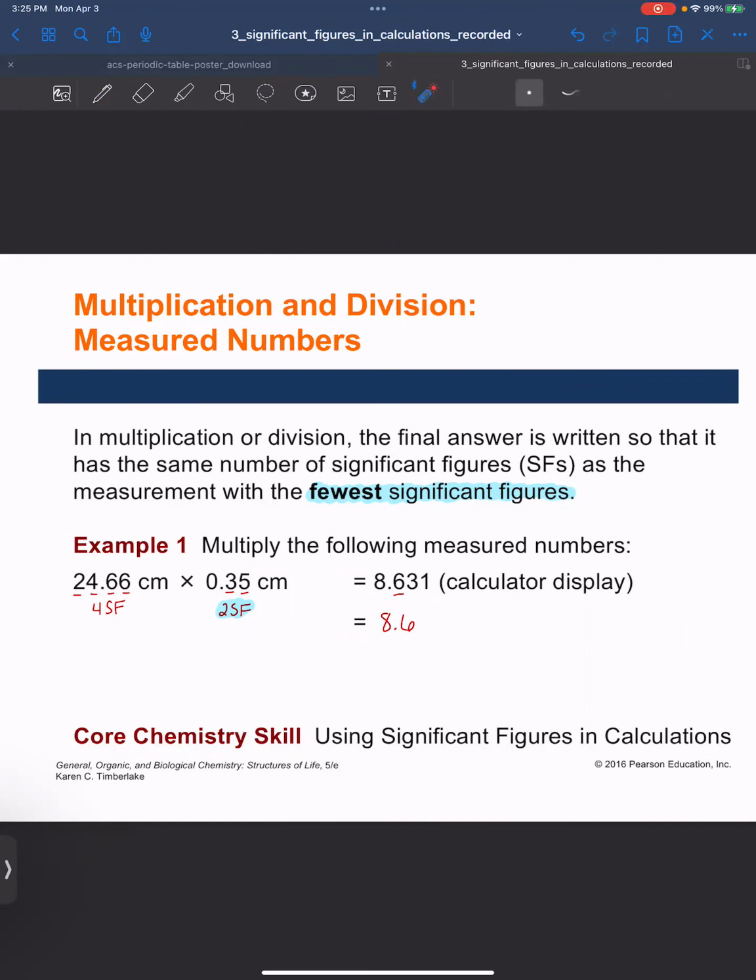You also need to take into account units. Your calculator won't display units, so you'll need to include units from the given data. So centimeters times centimeters is centimeters squared. Throughout our calculations in this course, we will use significant figures. So this is a core chemistry skill.